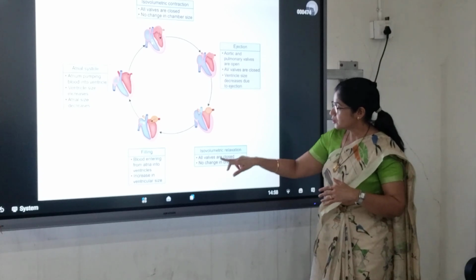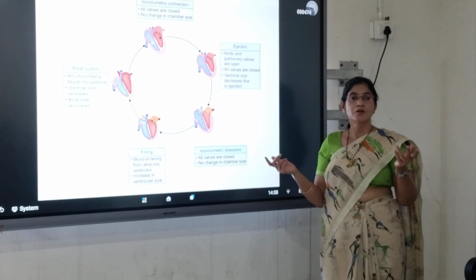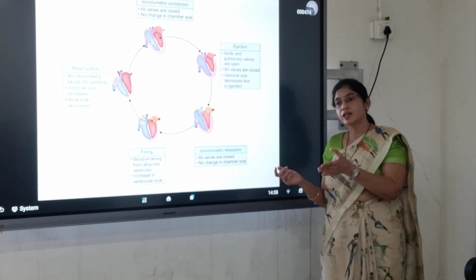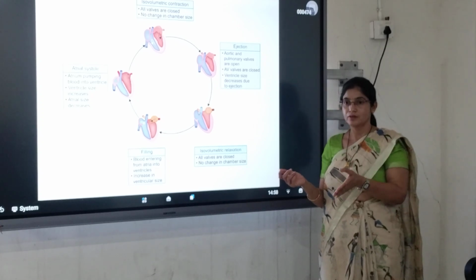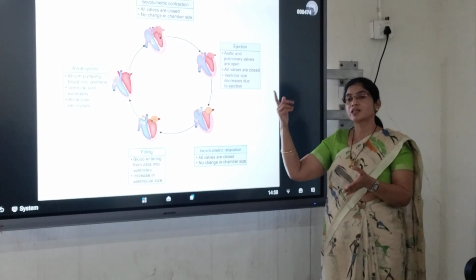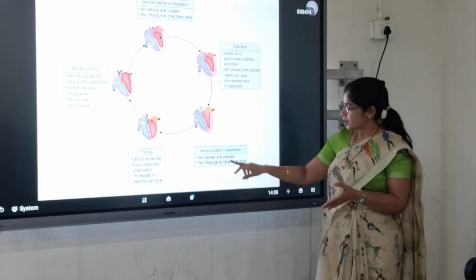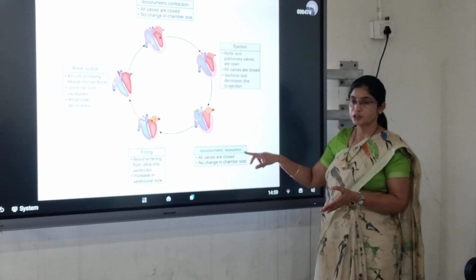So all the valves are closed, and the AV valves are again able to open because slowly the ventricular pressure will decrease, and it will decrease up to zero. The atrial pressure is again 0 to 2 mm of Hg. So there is a decrease in the pressure in the ventricle in the isovolumetric relaxation.